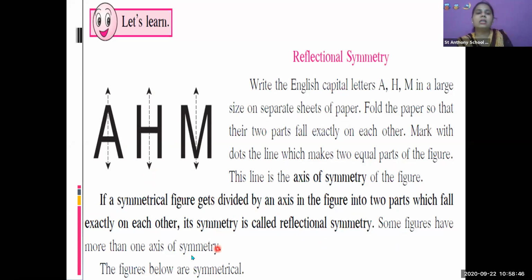Some figures have more than one axis of symmetry. So some figures have only one axis of symmetry. Some figures have more than one axis of symmetry.